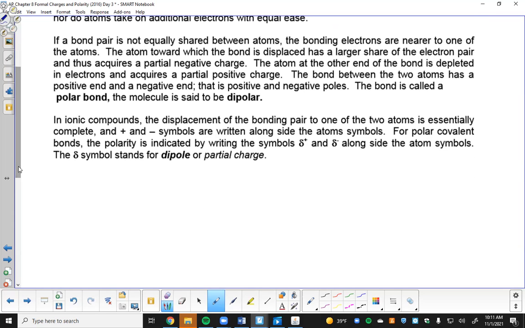In ionic compounds, the displacement of the bonding pair to one of the two atoms is essentially complete, and we get full plus one and minus one symbols, or full charges, written alongside the atoms as they become ions. For polar covalent bonds, the polarity is indicated by writing the symbols delta positive and delta negative alongside the atom symbol. The delta symbol stands for dipole, or partial charge. So it's the lowercase Greek letter delta that we're using for dipole.